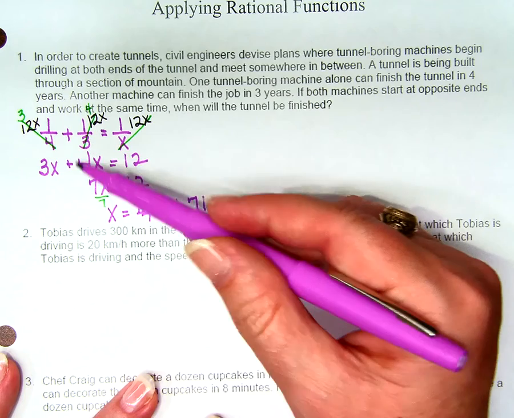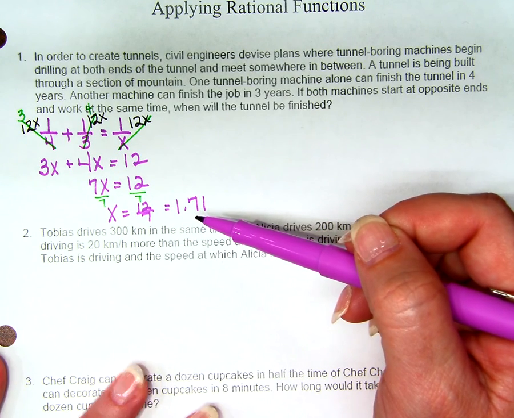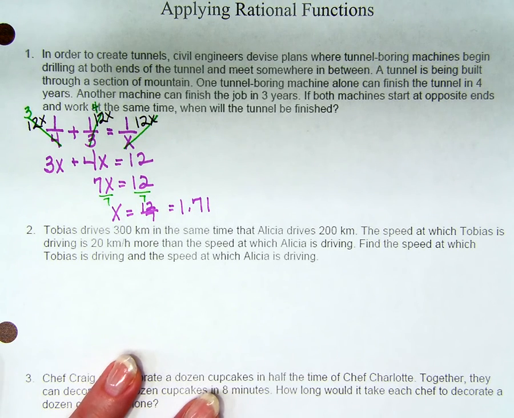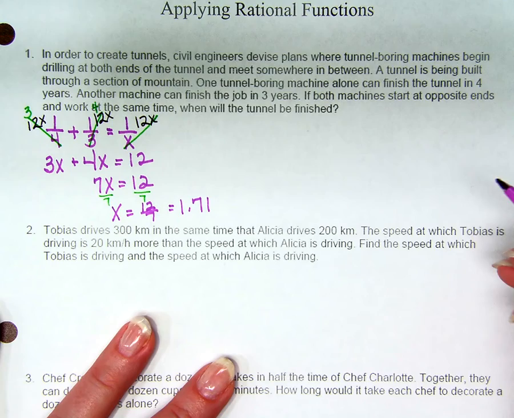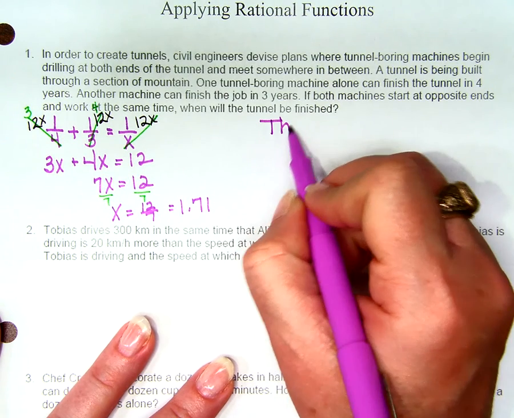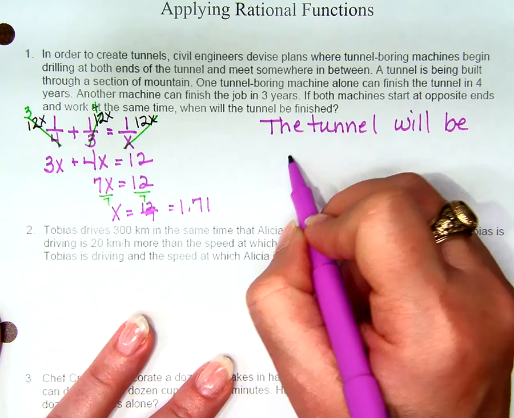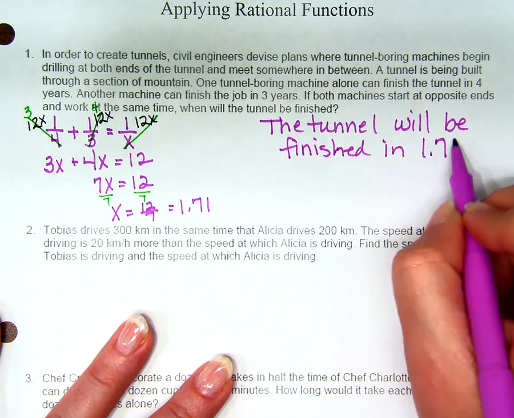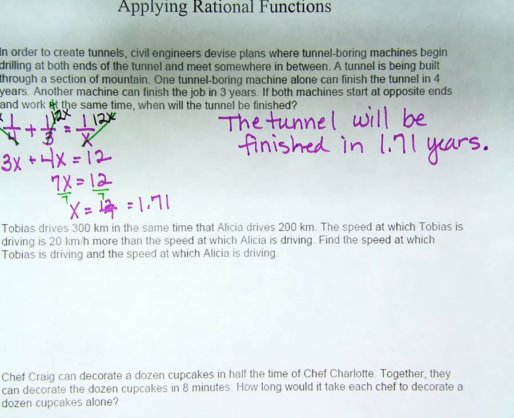So remember, once we solve the equation, what's left to do in a word problem? Yeah, we answer the question, and we do that by writing a sentence. Okay? So what sentence are we writing here to answer the question that's being asked? The tunnel will be finished. That's perfect. Oh, period. Excellent. Look, I even put it. The tunnel will be finished in 1.71 years.